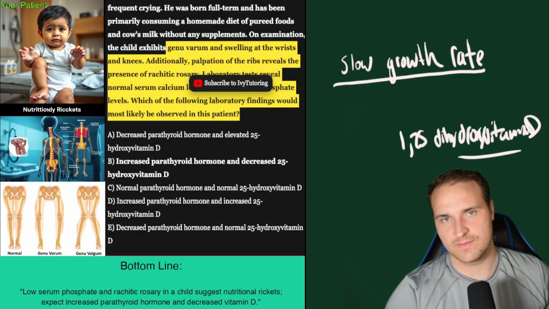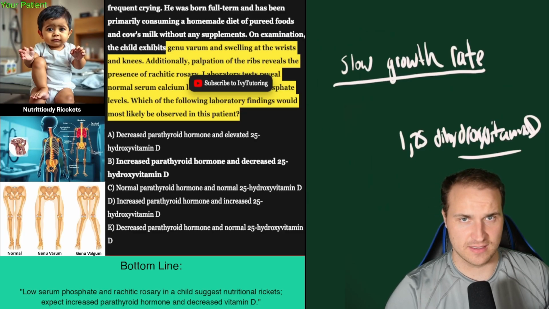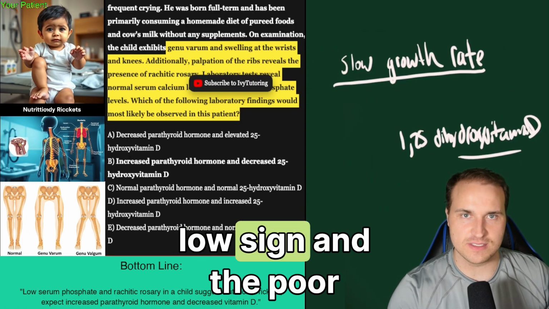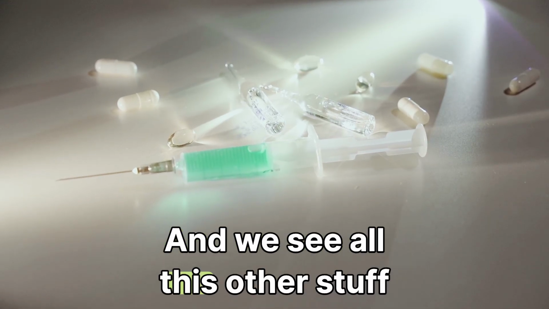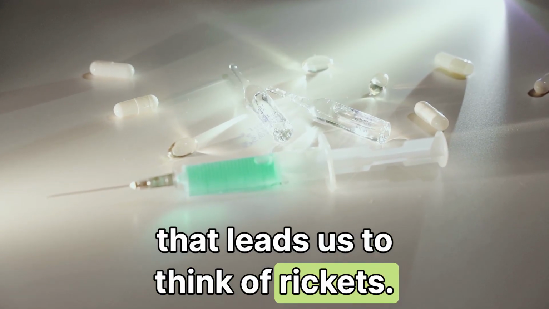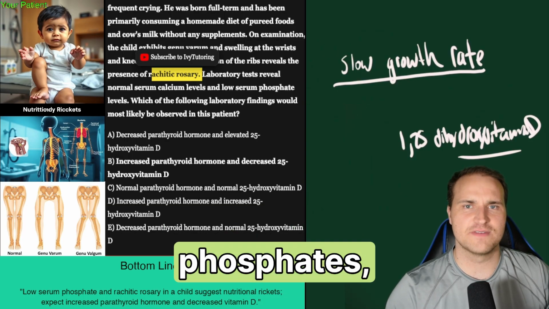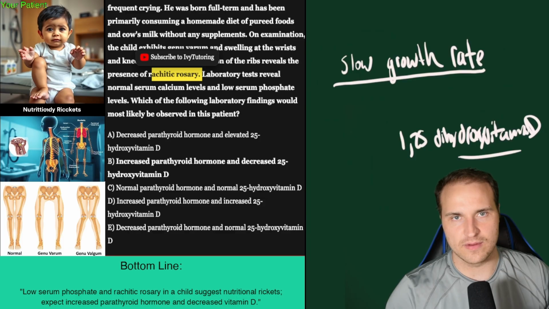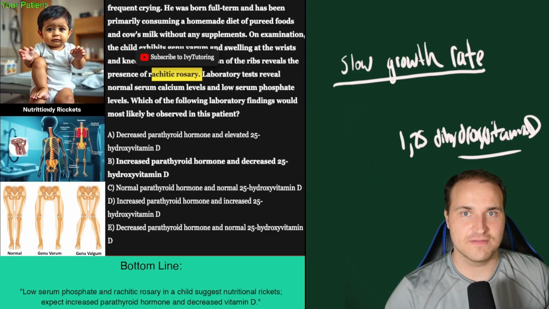And so we have a Hispanic boy, 14 months, homemade diet, cow's milk. So there's a risk for vitamin D deficiency, the low sun, and the poor supplementation. And we see all this other stuff that leads us to think of rickets. And so in labs, you have low phosphate, maybe some normal calcium, and secondary hyperparathyroidism. So the risk groups are going to be those exclusively breastfed infants, dark skin, limited sun exposure. And the complications are bone deformities, hypocalcemic seizures.